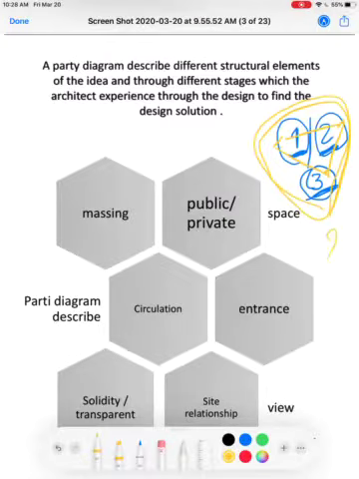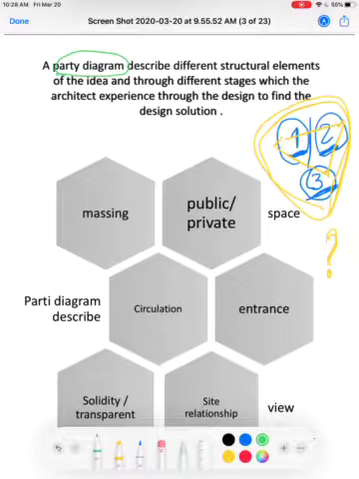When you have this idea formed, what you can try to do is a parti diagram, so a concept diagram, where you can try to break down the project into some different things.